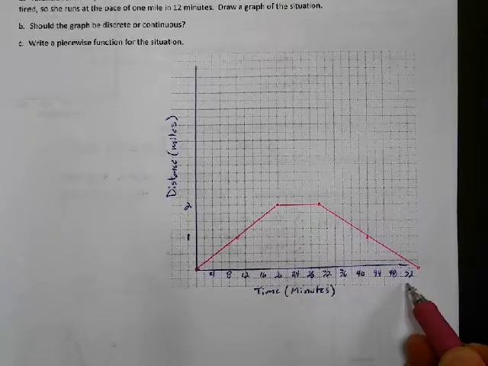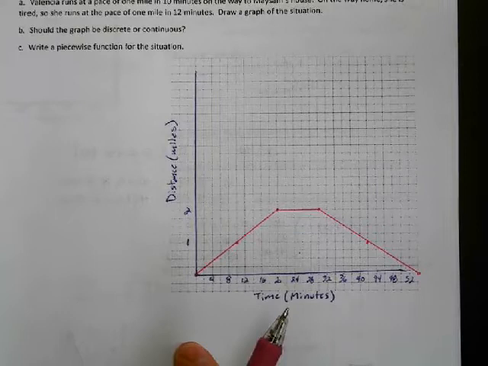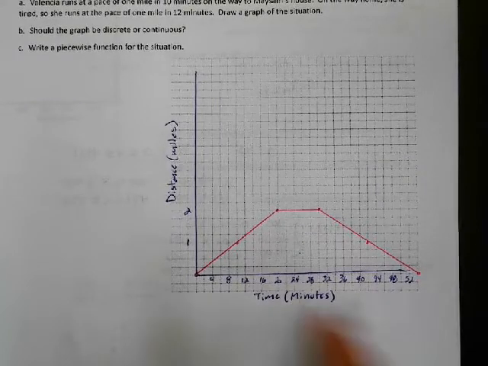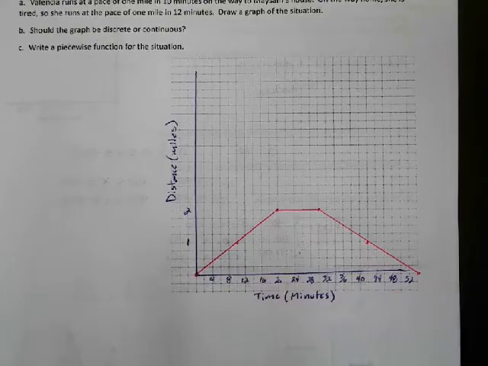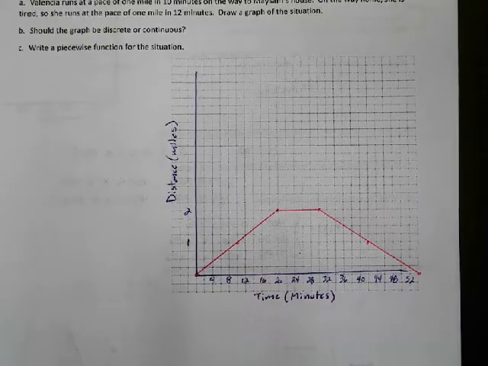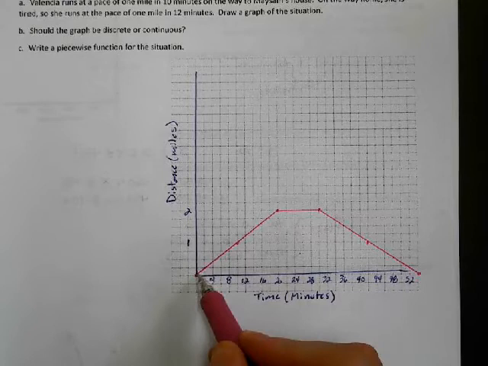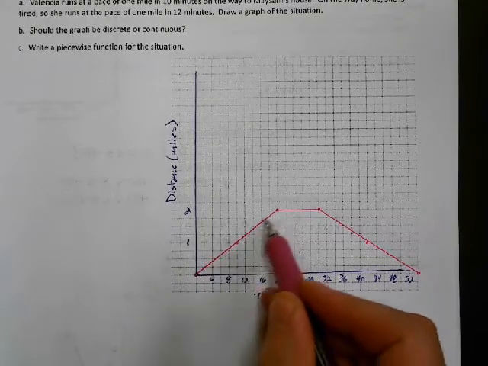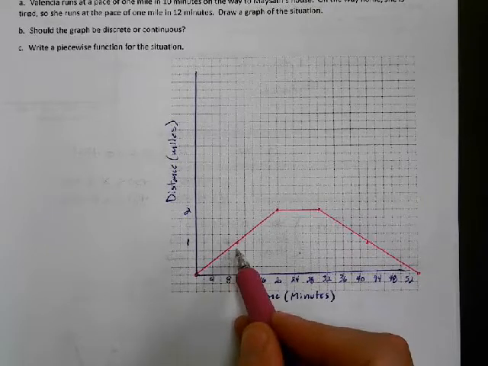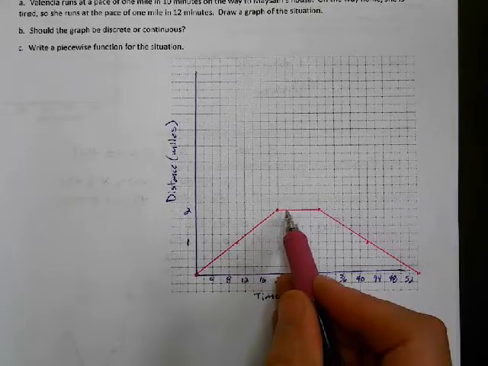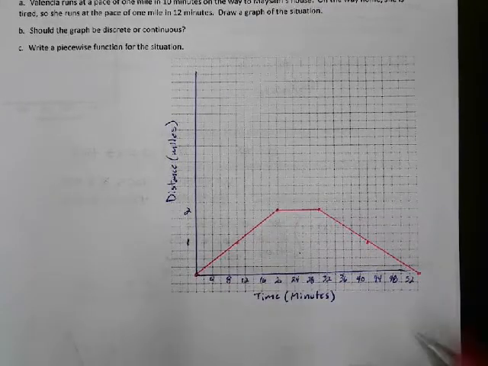Should the graph be discrete or continuous? So I made mine continuous. Discrete graphs are just points. But we wouldn't do points because that would mean that she's teleporting. This is saying that she's always somewhere along that path. If we just put points, it means that she just magically disappears and reappears in different places, teleporting. And we can't do that yet. So this is a continuous graph.